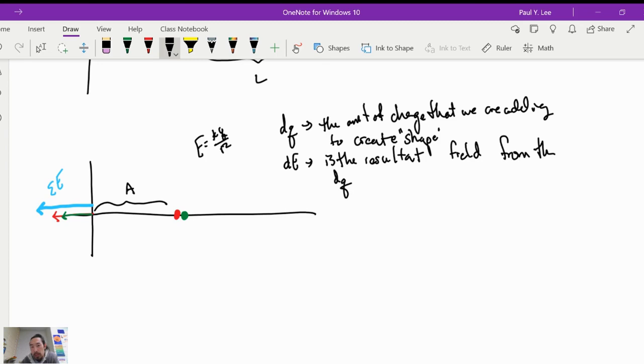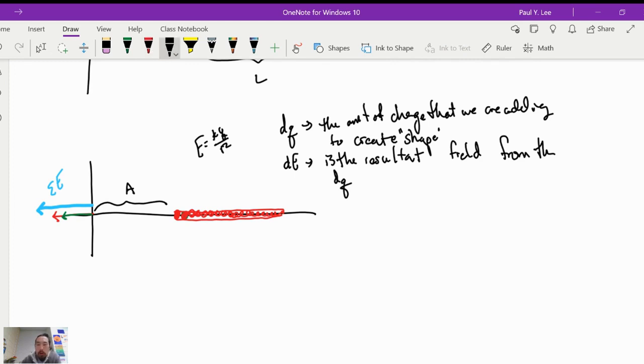And if you do this enough times, I'm going to go back to red. Okay, we add up all these charges in a line. Okay, we add up enough of those, and we will get a cylinder of charge. And that's what we see above. All right, so now that you know the theory behind this, let's actually get to the calculus and the math.